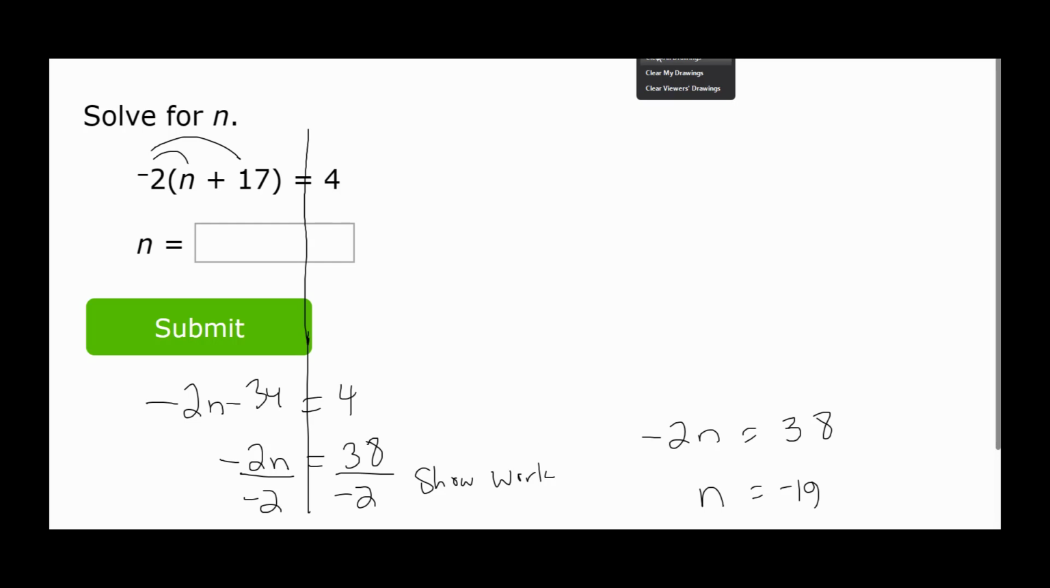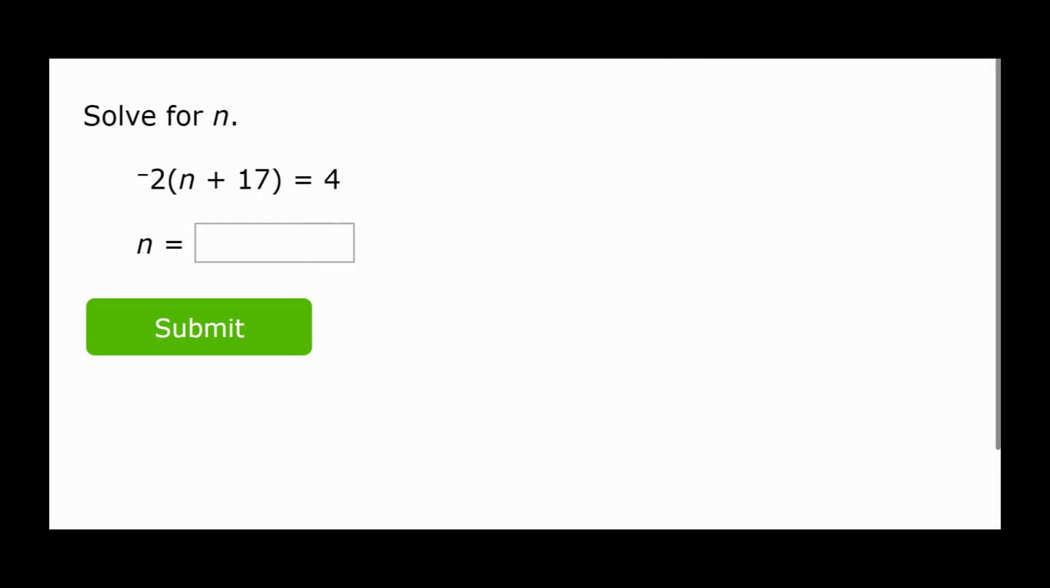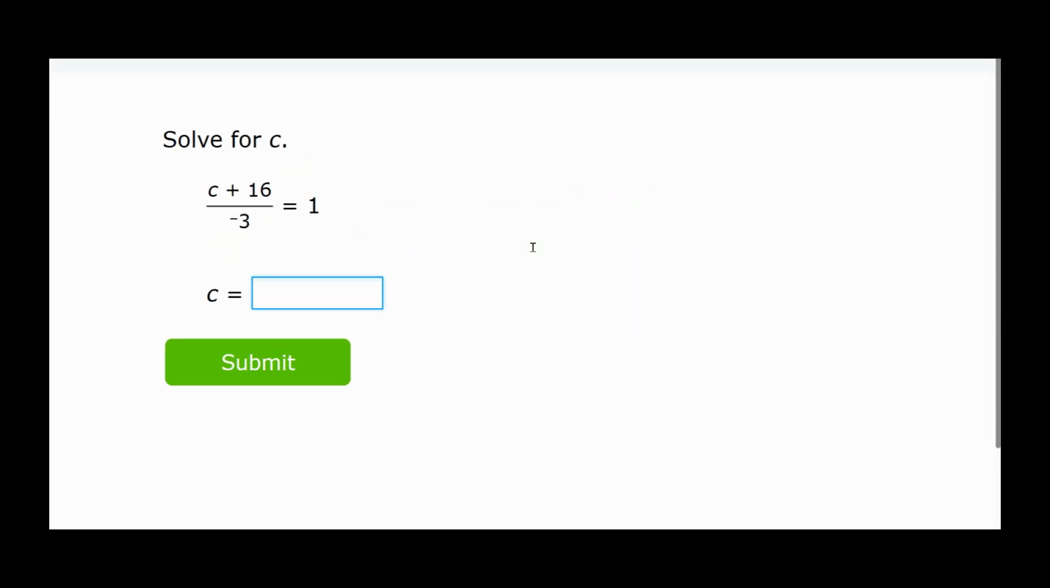So these are the types of problems. Now keep in mind the variable may move to the left side or the right side when you're given the problem. So don't always expect the variable to be on the left side. So we get negative 19, and that's level 2.